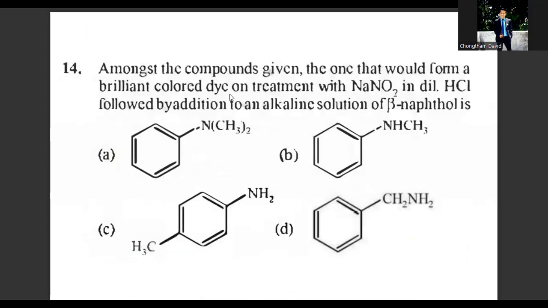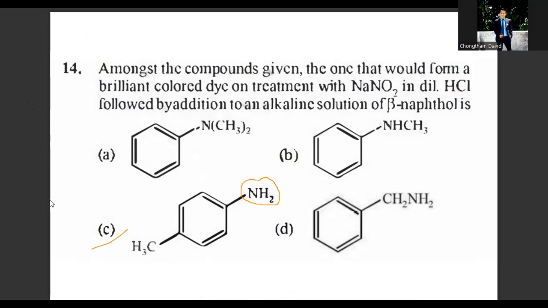All right, question number 14. Amongst the given compounds, the one that would form a brilliant colored dye on treatment with sodium nitrite in HCl, or you can say nitrous acid, followed by addition to an alkaline solution of beta naphthol is? To answer this question, you should know that only primary aromatic amines undergo diazotization followed by the coupling reaction. So find out which is the primary aromatic amine. Definitely this one, right? So answer option number C for question number 14.